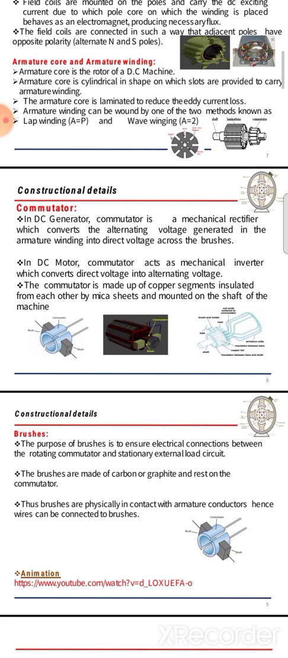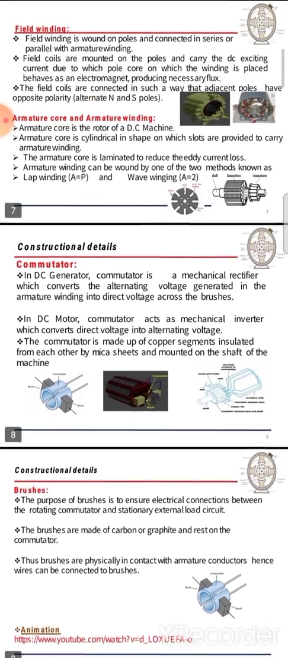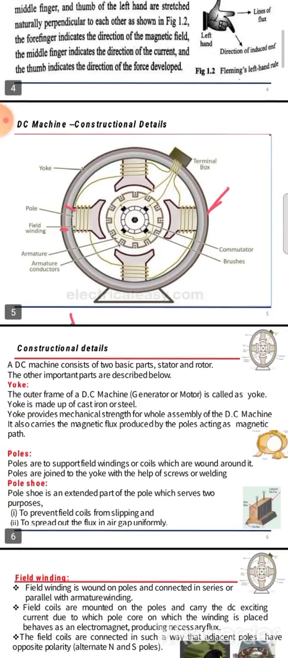These brushes are physically in contact with the armature conductors, hence wires can be connected to the brushes. And these are the main parts in the DC machine construction.